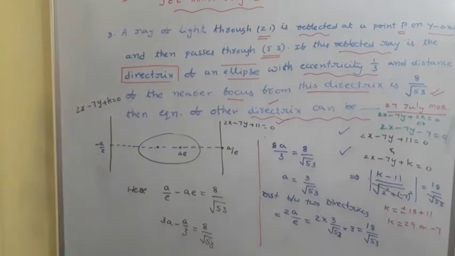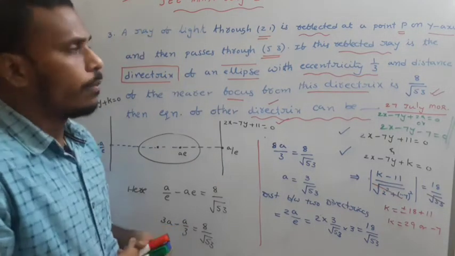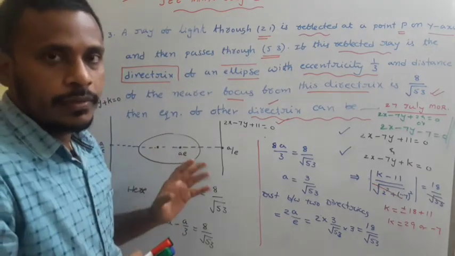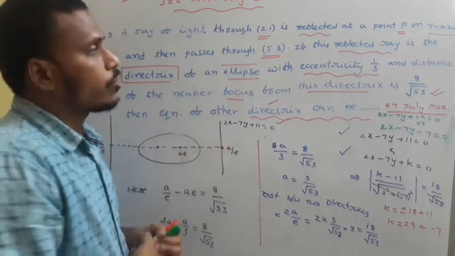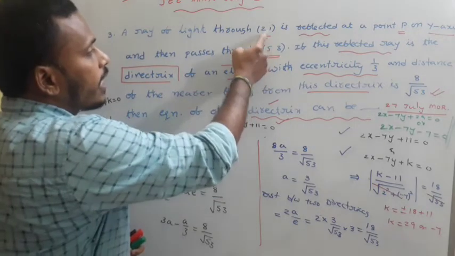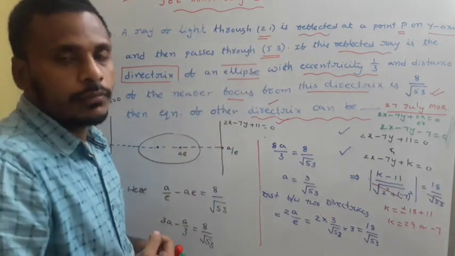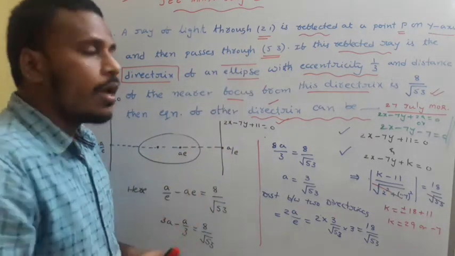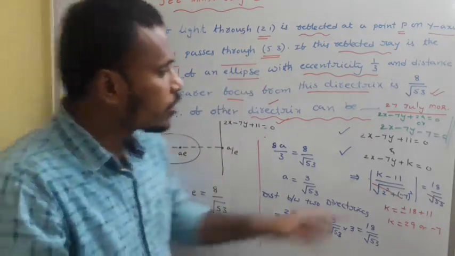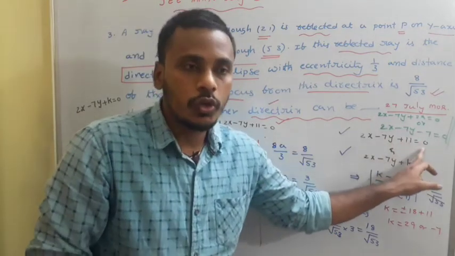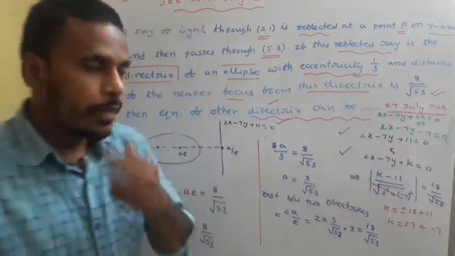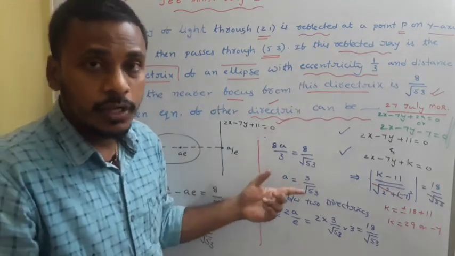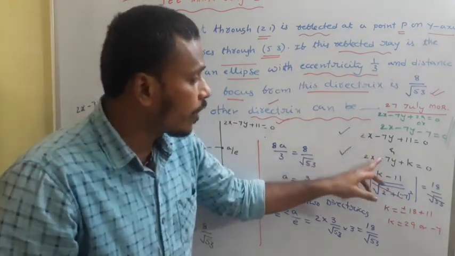Once again, just observe the problem completely. First of all, the first statement uses the reflected ray to find out. The reflected ray always passes through 5, 3 as well as the image of 2, 1, which is minus 2, 1. So using minus 2, 1 and 5, 3 to find the reflected ray, 2x minus 7y plus 11 equals 0 is the equation of the reflected ray, and this acts like one directrix of the ellipse. So we need to find the other directrix.